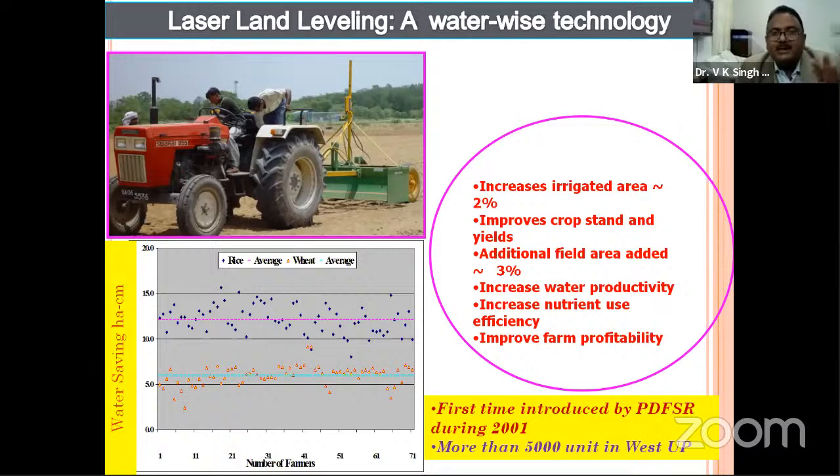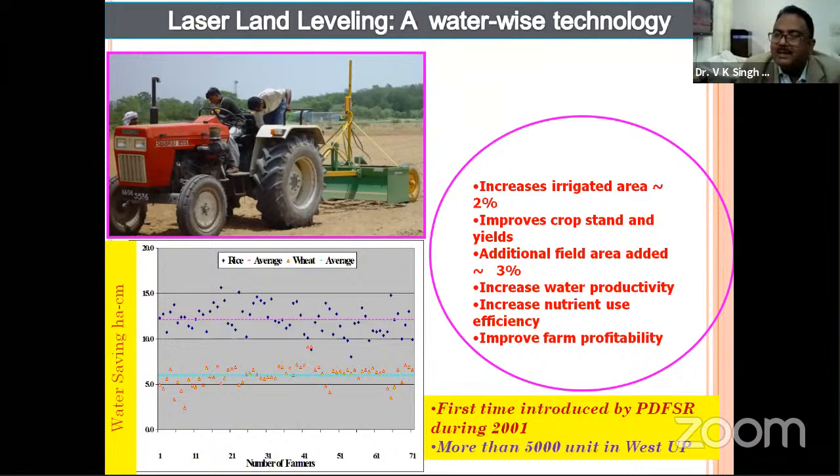You might have seen this kind of photo or in the field. Everybody is using the laser land leveler nowadays. What is a laser leveler? It simply levels the field. But it also has a major role in precision nutrient management. How? Once you have leveled your field with the laser leveler, you will apply the nutrient uniformly throughout the field, because your irrigation will spread over the whole field very uniformly, and your nutrient will be available throughout the field uniformly.